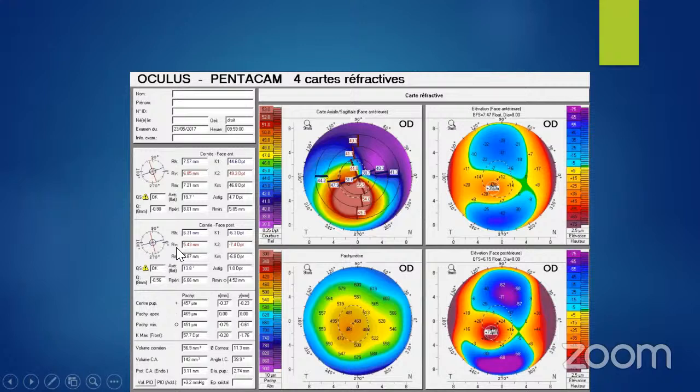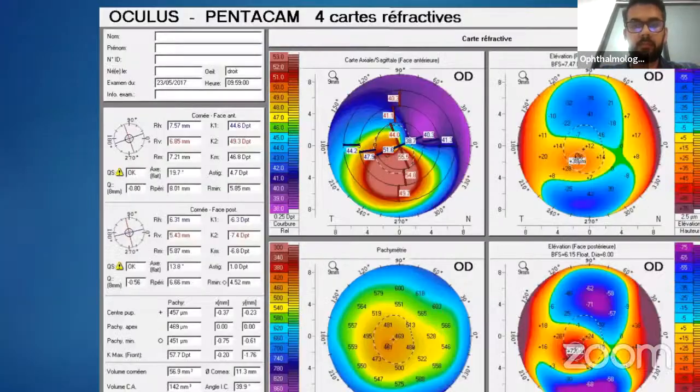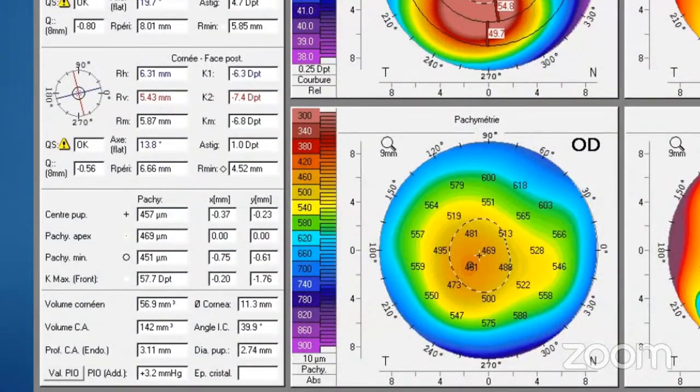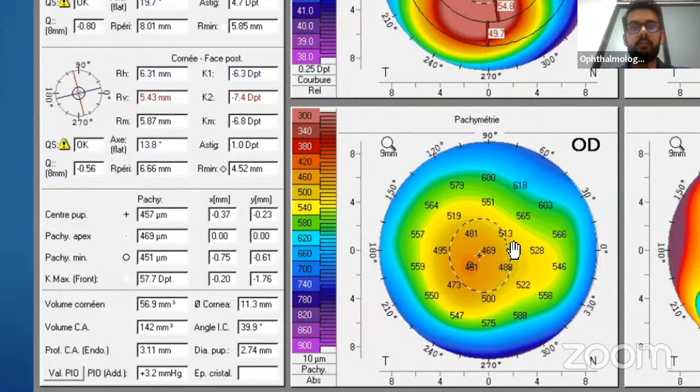Any doubts about this? Advanced keratoconus, right? Yes, ma'am. I tried to put very, very obvious ones. 451, K max is 57.7.